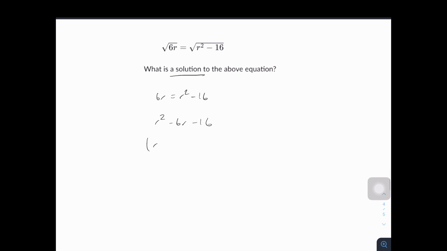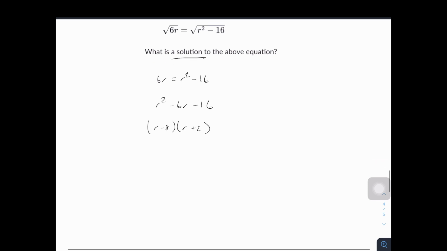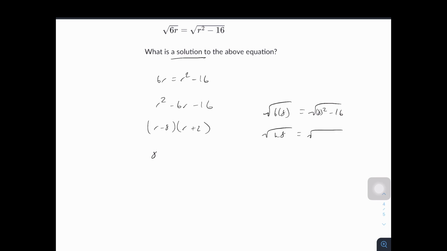Now to find the solution, we only need to find one solution. So we need to factor: r times r, negative 8 and positive 2. So we only need one solution, so one solution is 8. And let's check if that's a valid solution. Square root of 6 times 8 is equal to square root of 8 squared minus 16. We get square root of 48 on the left, and square root of 64 minus 16, which is also 48. And 8 is a valid solution, so that's our answer.